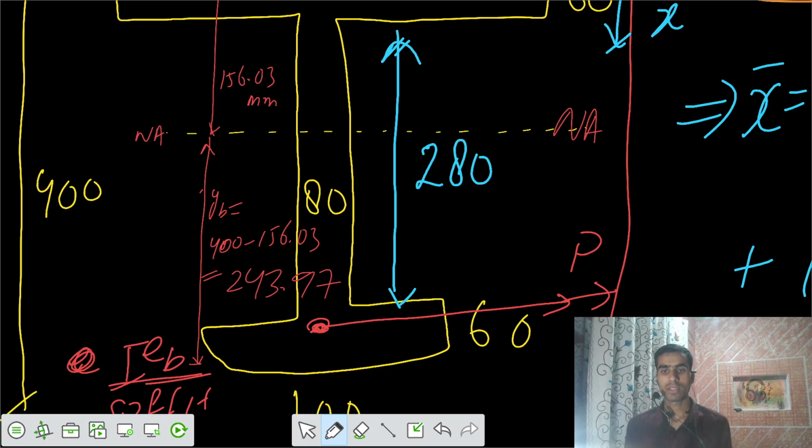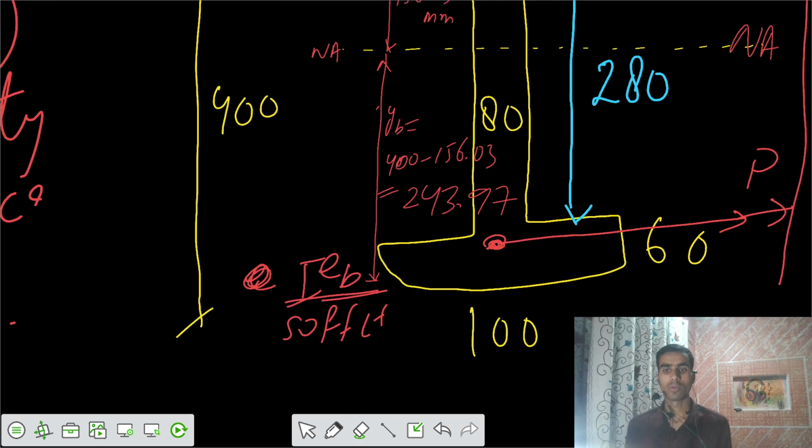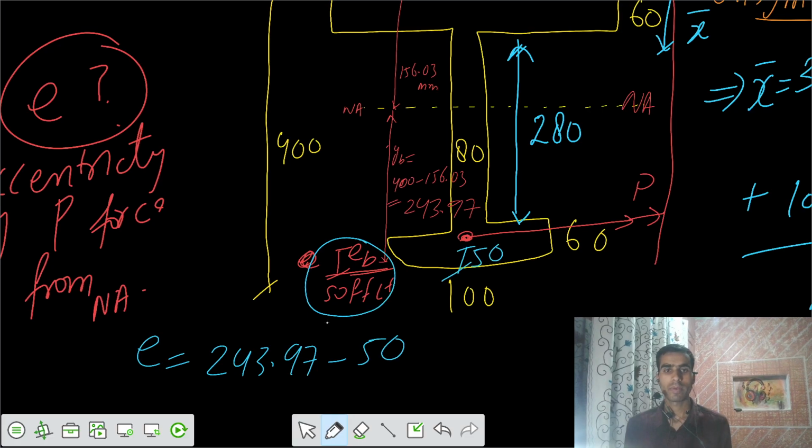Can you tell me now what is the eccentricity of that load P? The eccentricity of the load P is equal to 243.97 minus the distance from the bottom, e_b. This e_b was given to you as 50 millimeters, so we can subtract that. And finally, your eccentricity is 193.97 millimeters. So this is our final eccentricity value.